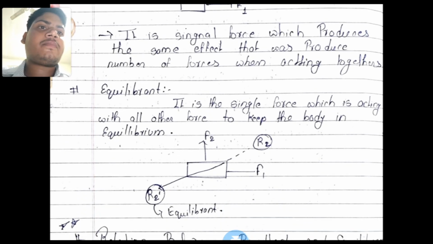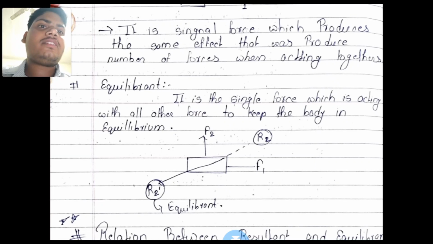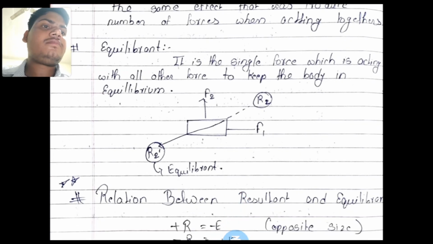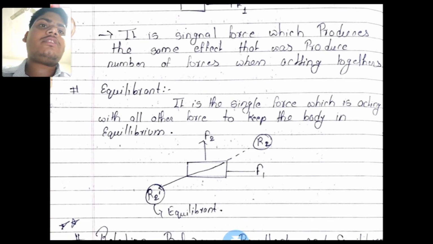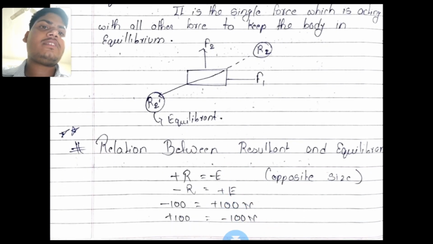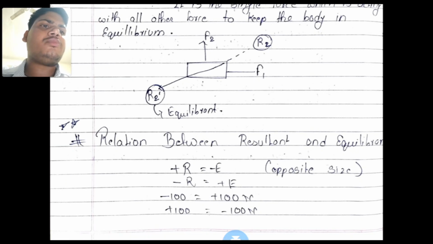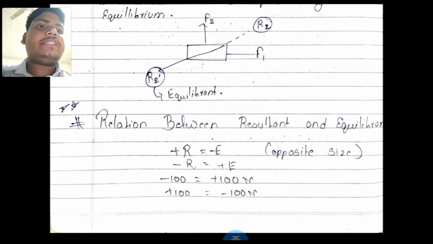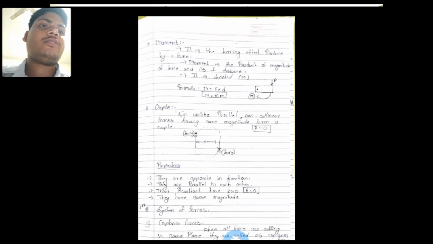Now equilibrium. What is meant by equilibrium? It is a single force which acts with all other forces to keep the body in equilibrium. The equilibrant is the opposite of the resultant. The relation between resultant and equilibrant is plus R is equal to minus R, opposite signs. If minus R is given, then plus E is given. Minus 100 equal to plus 100 Newton. If plus 100, then equal to minus 100 Newton.